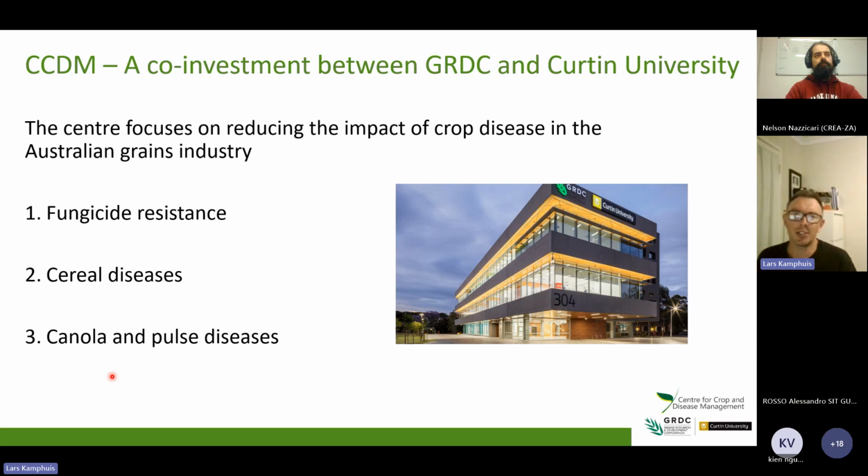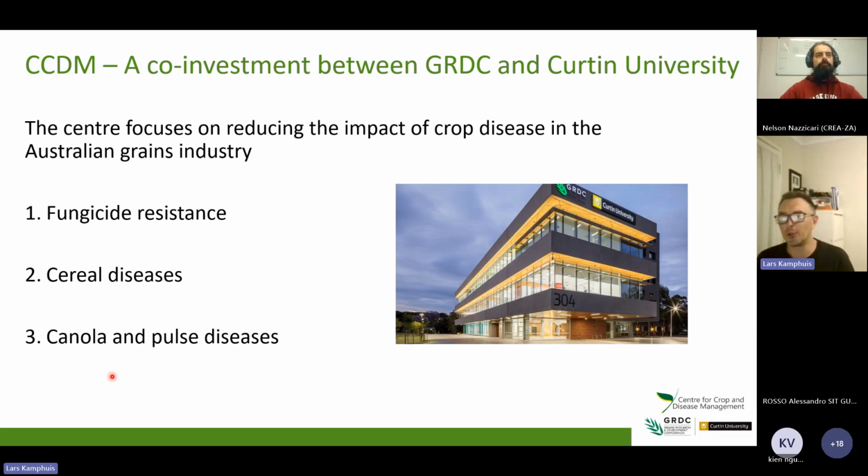So it's essentially a co-investment between our university, Curtin University, and one of the main funding bodies in Australia, the Grains Research and Development Corporation. And the main aim of our centre is to reduce the economic impact of the diseases that our grain growers face. And we do that in 3 different themes of research. So the first one focuses on fungicide resistance and trying to identify and characterize mutations that lead to fungicide resistance as they occur in crops in certain pathogens.